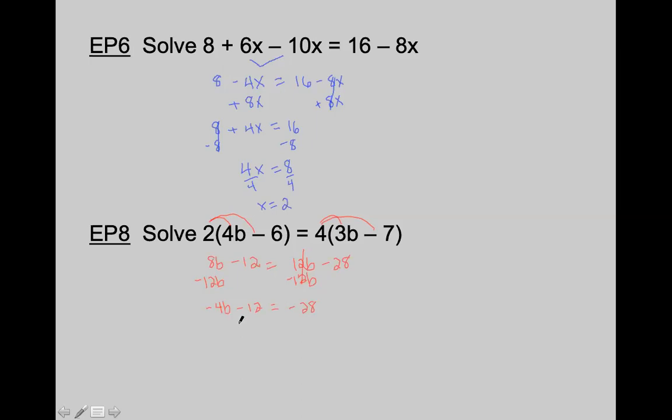Next, two-step equation at this point. I'm going to get my constant terms on the right, so I'm going to add 12 to both sides.